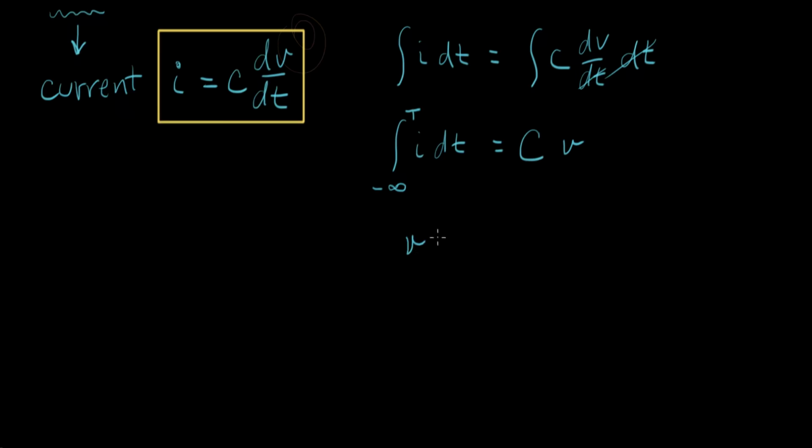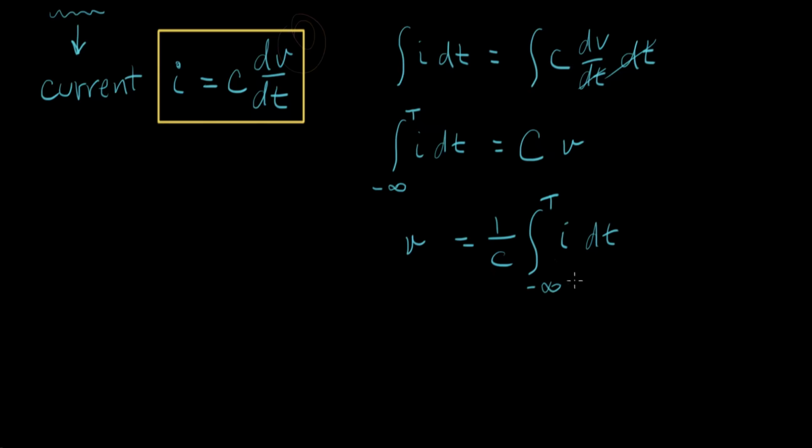And then I can write this as 1 over C. This is the normal looking version of this equation: the integral of I dt from minus infinity to time t. Big T is time right now. What this says is that the voltage on a capacitor has something to do with the summation, or the integral, of the current over its entire life, all the way back to T equals minus infinity.